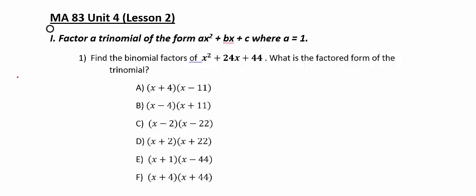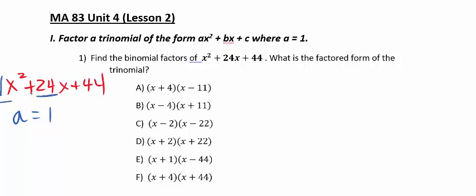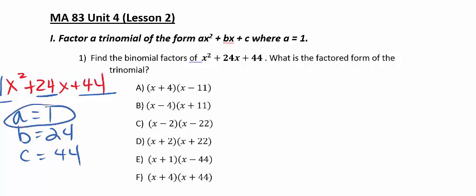If I take our trinomial of x squared plus 24x plus 44, and I want to find my a, b, and c, well, a is the number in front of x squared, or the coefficient of x squared. You can see here that our coefficient of x squared is 1. Our b is the number in front of x, which in our case here is 24. And our c, or our constant, is 44. So we're going to learn how to factor trinomials that have a equal to 1.